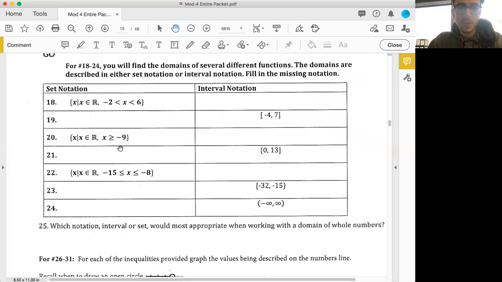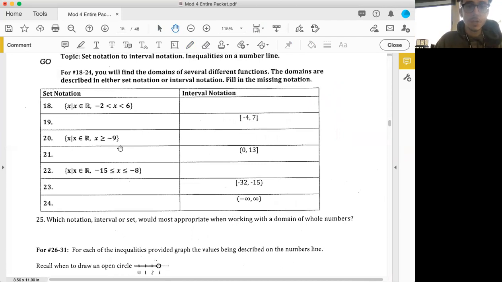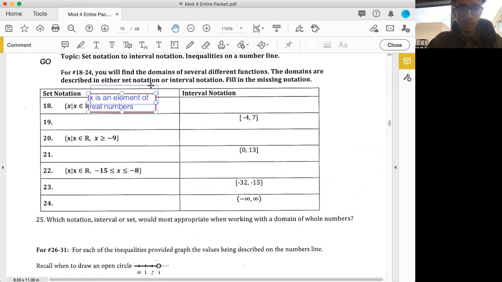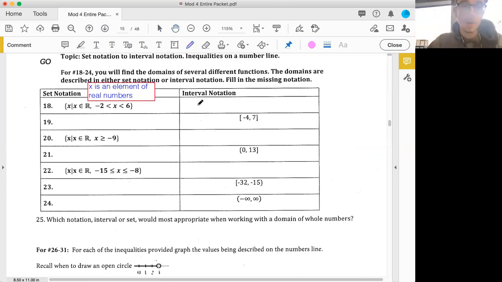Now, set notation to interval notation, inequalities on a number line. We've seen this notation on the left before, and I'll write out what that's saying. It's pretty much saying that X is an element of real numbers. Again, that's what that left side's saying. So we've seen that before. It's coming back again. But pretty much the inequality is what you want to look at here. So interval notation, set notation, we've seen that before.